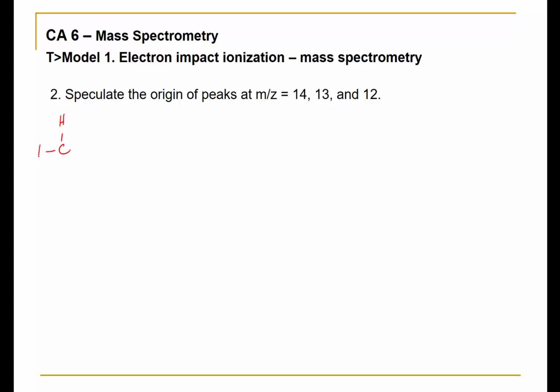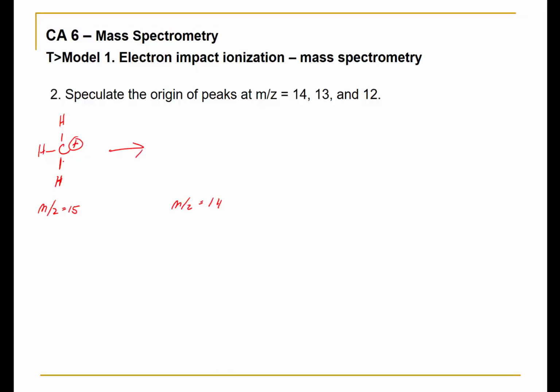This is not a radical. That is, it does not have an odd number of electrons. And as you know, the m over z for this is 15. Let us see how this would be transformed to go to something that has m over z equal to 14. Now the idea is that it fragments further, and we're going to lose a single hydrogen, and it'll leave behind a cation that would be detected.